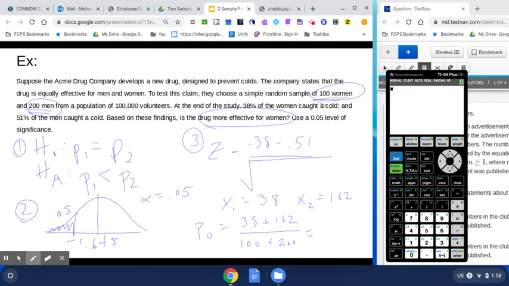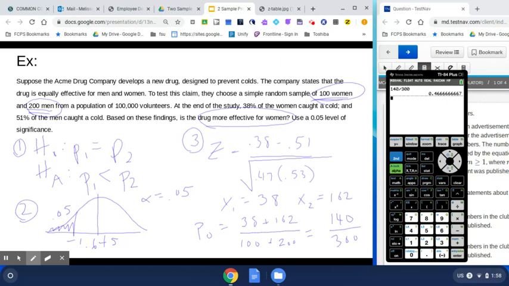So basically our combined proportion here is the total number of people who got sick out of the 300 people in the sample. All right, so if I add those together, that gives me 140 over 300. All right, so if I turn that into a percentage, if I divide those two values, I get about 47%. I'm going to round that to 47 just for ease of use. So our P sub 0 is 0.47. The complement of that is 0.53.